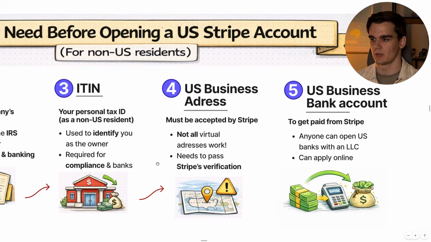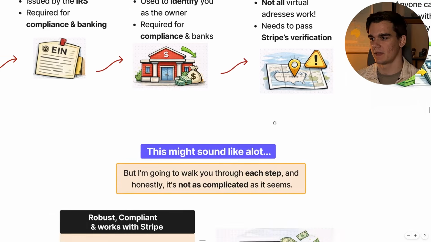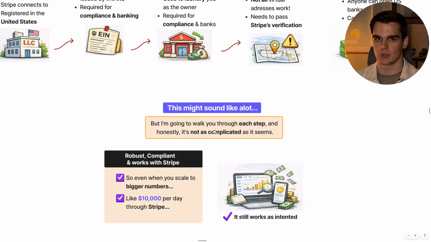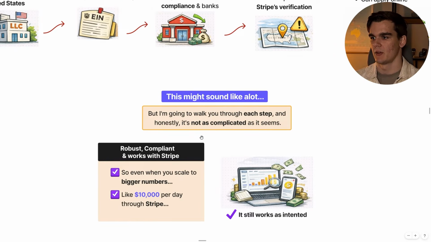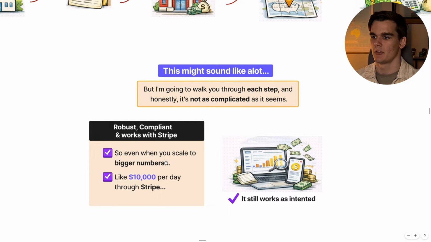Then we also need a US business address, which has to be accepted by Stripe, as not all virtual addresses work. Finally, we also need a US business bank account, simply to get paid from Stripe, and luckily anyone can open a US bank account with an LLC online. Now I know that this sounds like a lot, but I'm gonna walk you through each step, and honestly it's not as complicated as it seems. This will be a robust method that's compliant and works with Stripe, so even when you scale to bigger figures like $10,000 in sales per day through Stripe, it still works as intended.